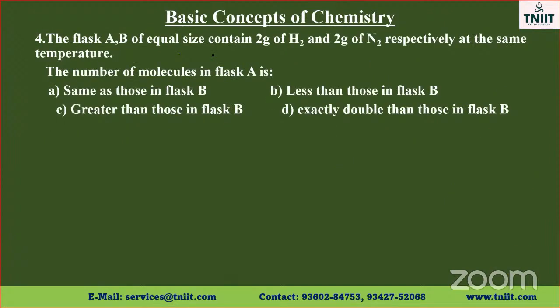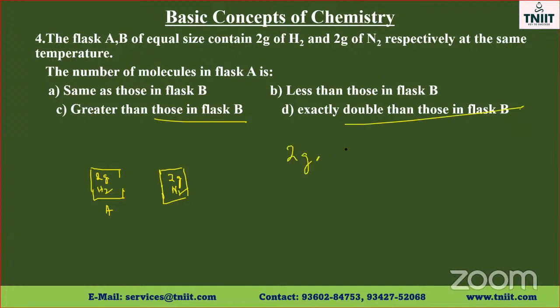Now, flasks A and B of equal size contain 2 grams of hydrogen and 2 grams of nitrogen respectively at the same temperature. The number of molecules in flask A is: the same as that in B, less than in flask B, greater than in flask B, or exactly double.